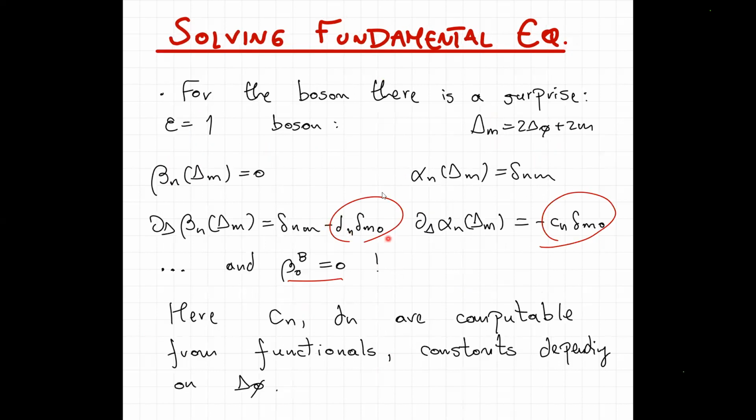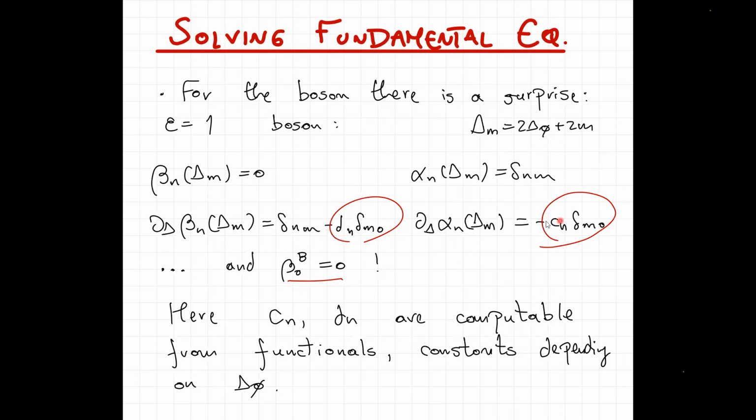Now for the bosonic functional, there is a surprise. Now the scaling dimensions are 2 delta phi plus 2m, and you find, again, this comes out of the equation, we did not assume it, that the functionals that you can construct don't quite give you the orthonormality relations that you want. So here, this term should not be here, and here, this term should not be here. So there's a delta m zero, a problem with the delta zero guy. And indeed, the beta zero functional does not exist. We cannot find it, okay?